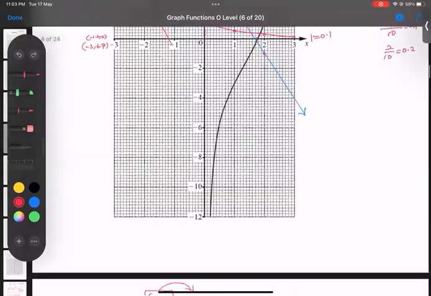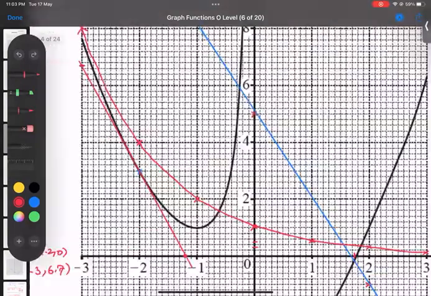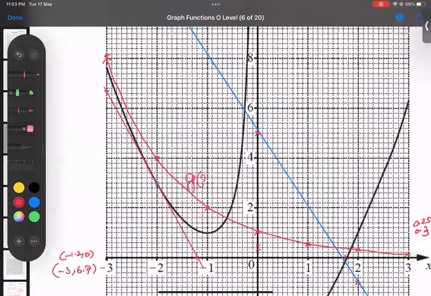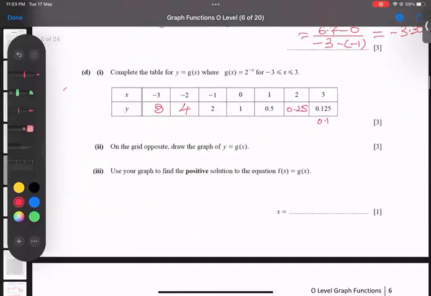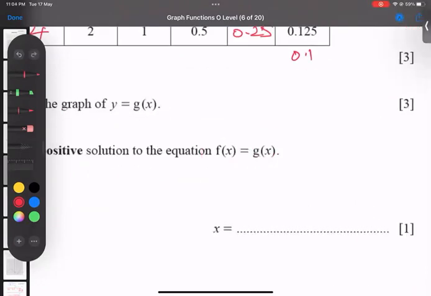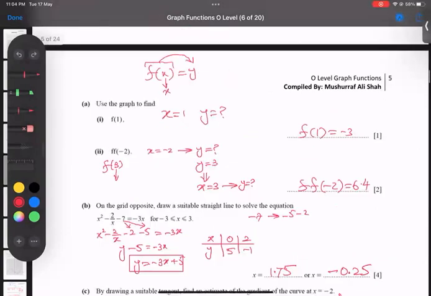So I'm going to write it on the function anywhere. I'm writing in red here g of x, and the black line is f of x, the black curve. Okay, now he's asking, drawing done. Now he's asking to use the graph to find the positive solution when f of x and g of x are equal to each other. It means where both graphs intersect.